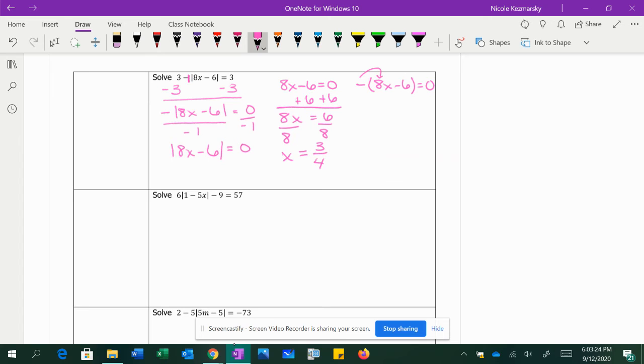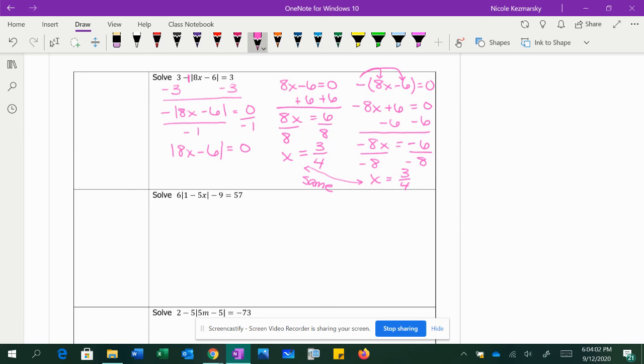Equation on the right, I'm going to distribute that negative sign. And I'm going to do negative 8x plus 6 equals 0. I'll subtract 6 from both sides, and I'll get negative 8x equals negative 6. Divide by negative 8. And I've got a negative divided by a negative, which is positive, and 6 over 8 is one that we just did. That reduces to 3 over 4. If you notice, these are the same.